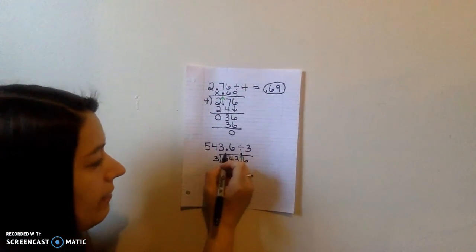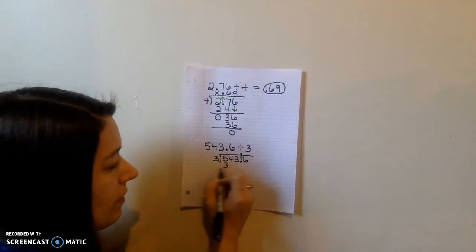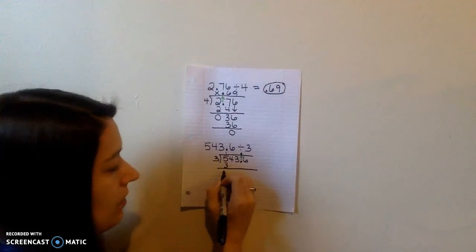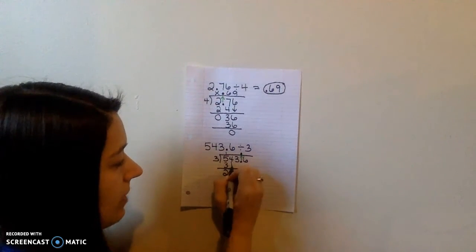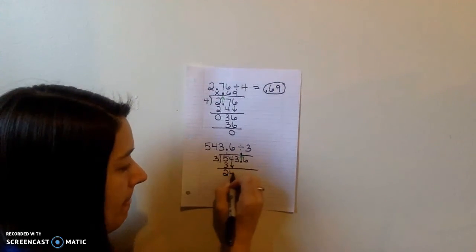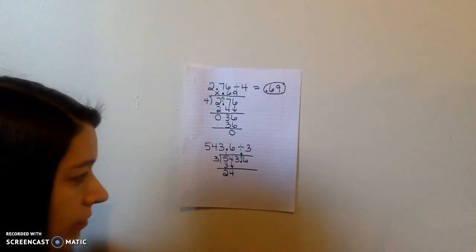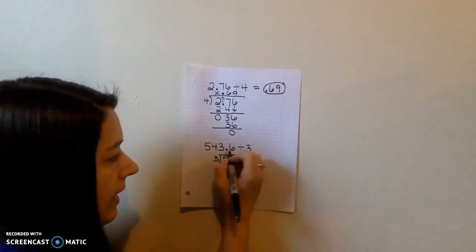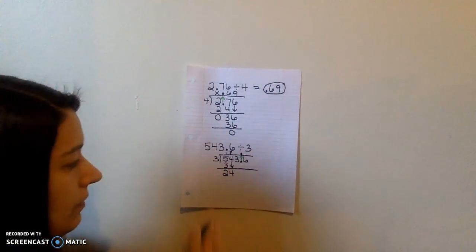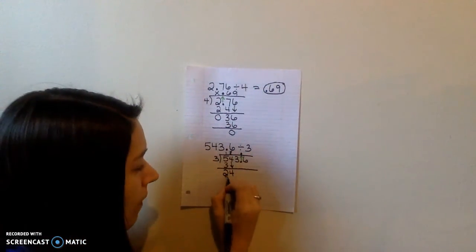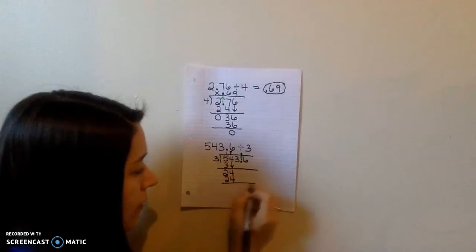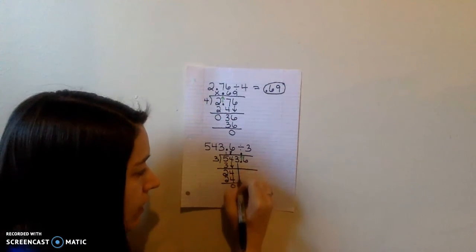3 goes into 5 one time. We subtract 3. We get a 2. We drop down our 4. 3 goes into 24 8 times. 3 times 8 is 24. We end up with 0 and drop down our 3.